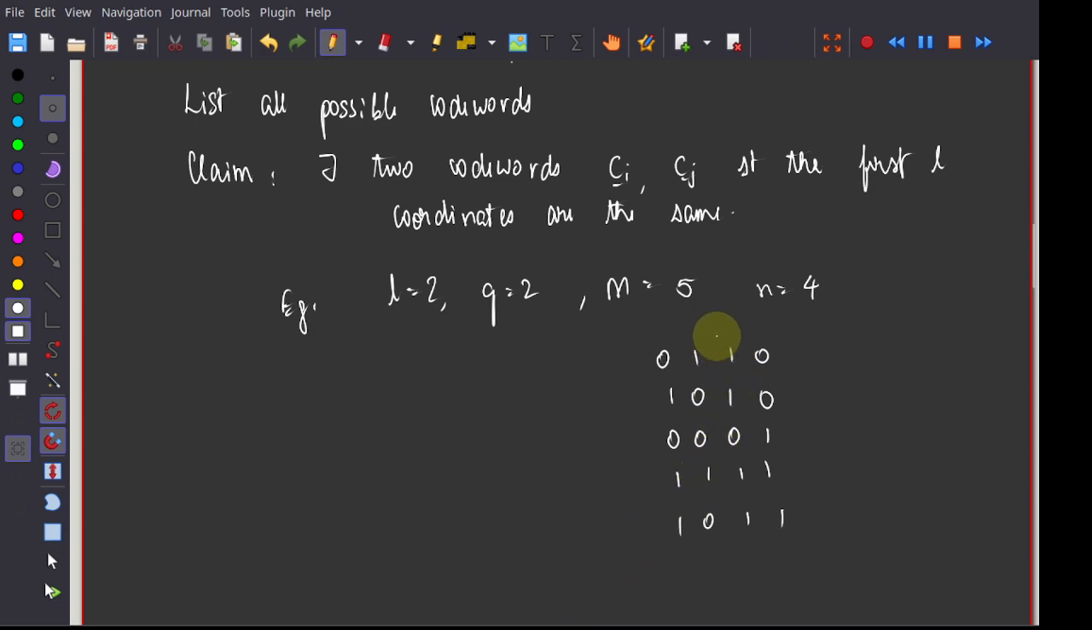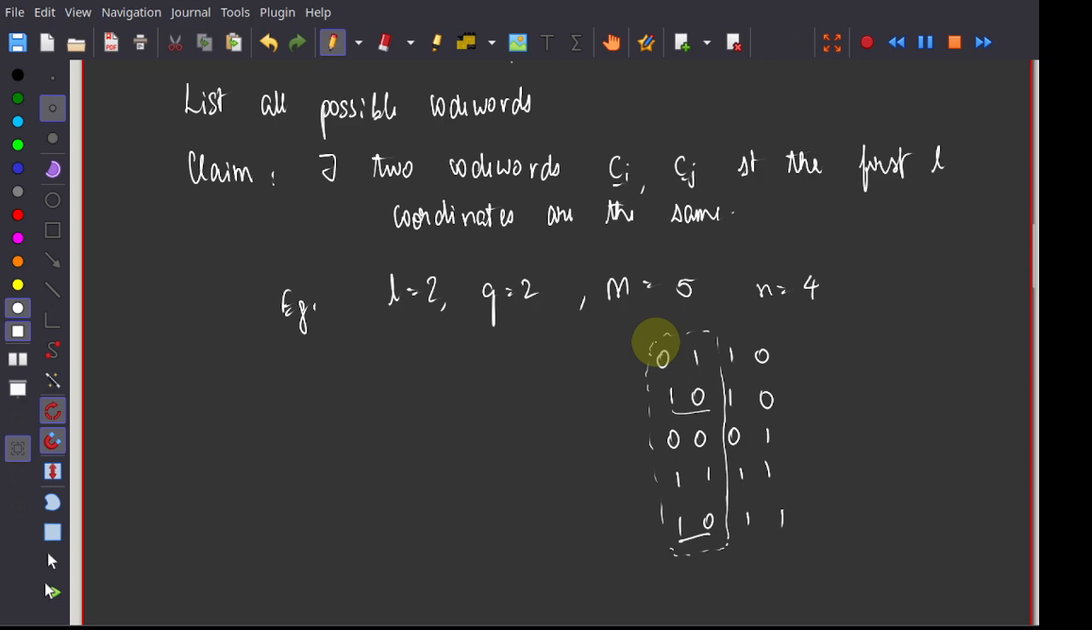Now, out of these, I'm going to look at only the first L coordinates, so L equal to 2, and I ignore the rest. My question is, are there going to be any two vectors which match exactly? 10 and 10 match. And why does this happen? It is because among all length L vectors, I can form at most Q to the power of L distinct sequences. But then I have more than Q to the power of L sequences in total. So at least two of them must match exactly. This is what's called the pigeonhole principle.